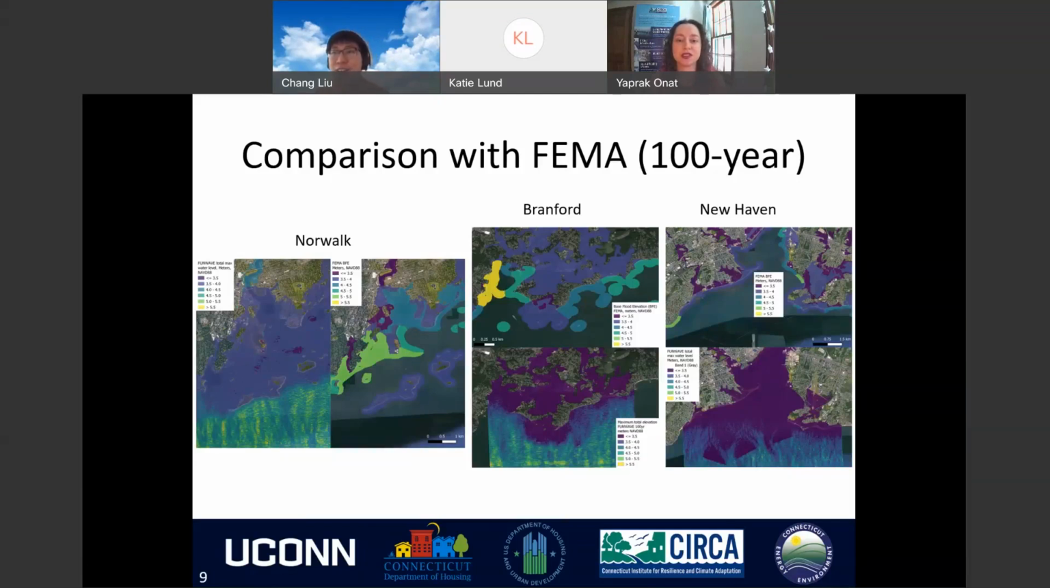How is this new model different from CIRCA's previous flooding model?